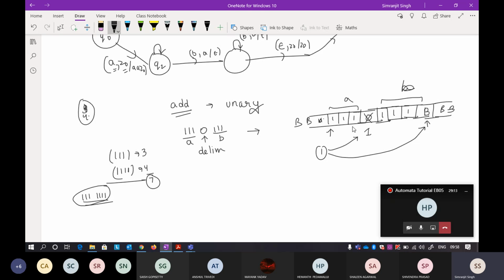So just try to solve this on your own. It's a very easy question. I will tell you the solution in about 5 minutes, but try it on your own.